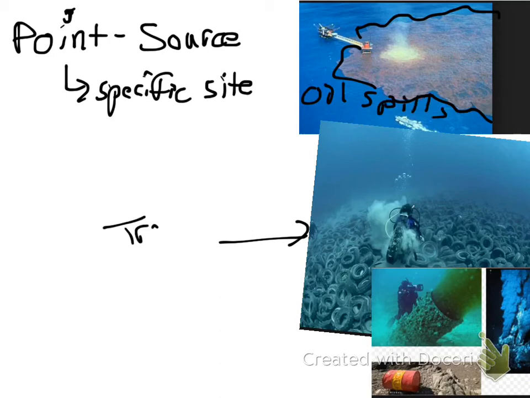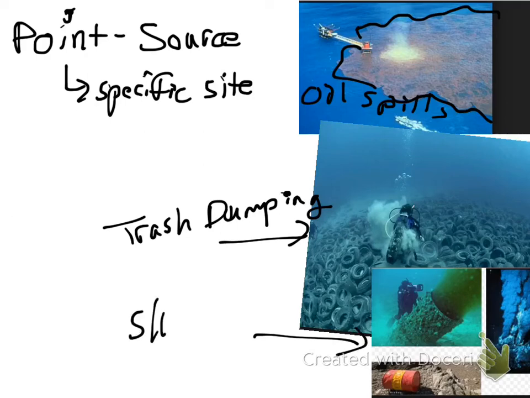You have trash dumping, where people or companies or businesses would take a bunch of trash and just dump it in the ocean as a way to get rid of it. There was sludge dumping. Sludge dumping, we said, was extremely toxic. You're taking human sewage, and the liquid is being pressed out of it, and you have this solid waste left over, and then they're dumping that in the ocean.